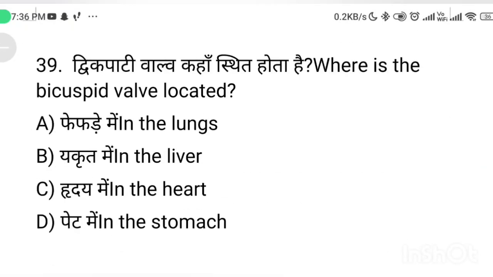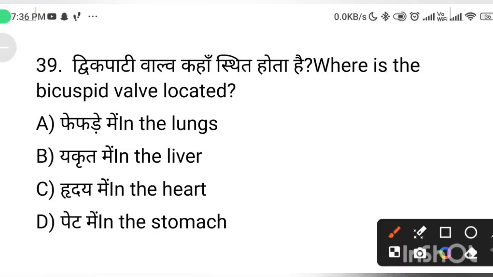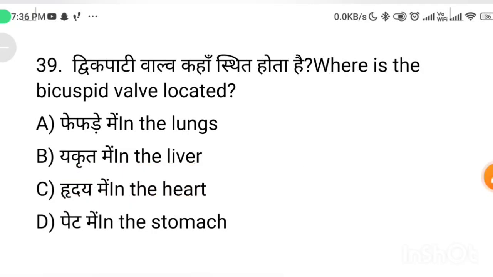Next question. Where is the bicuspid valve located? Option A, in the lungs. Option B, in the liver. Option C, in the heart. Option D, in the stomach. Correct answer is option C, in the heart.